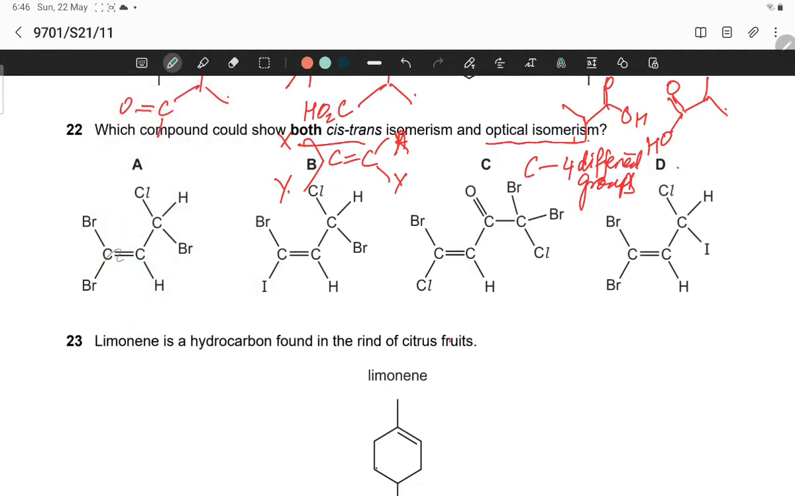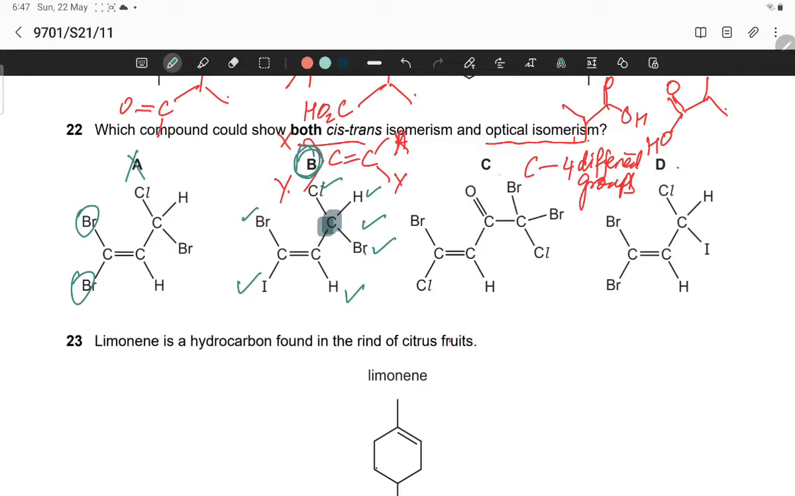This is incorrect because this double bonded carbon is attached with two same groups, bromine and bromine. This must be correct because each double bonded carbon is attached with two different groups. Br is different, H is different, and this group is different, and it must have optical isomers. So this carbon is surrounded by four different groups. That is, bromine is different, H is different, chlorine is different, this whole group is different. So B option must be correct.